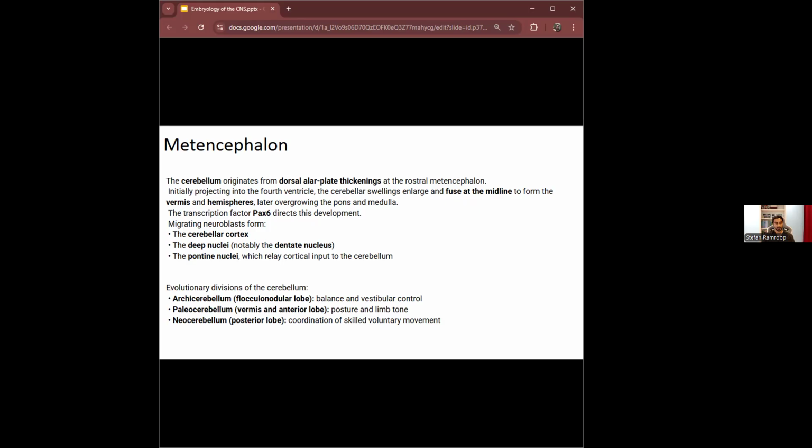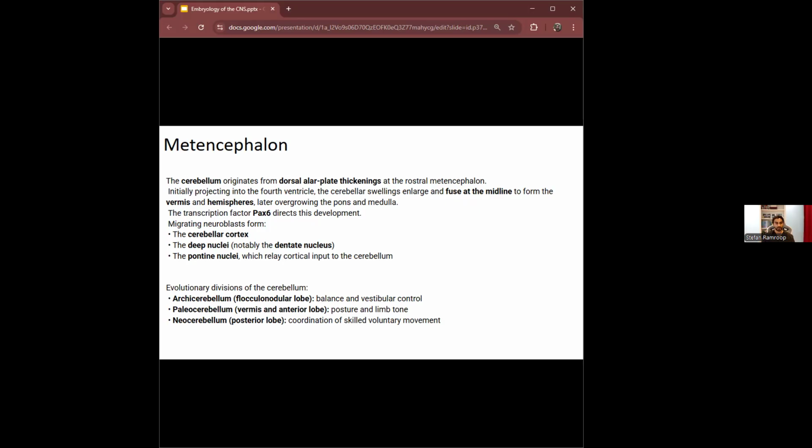This process is actually guided, in part, by transcription factors, which direct proliferation and patterning of cerebellar neurons. Migrating neuroblasts from these regions differentiate into two major components: the cerebellar cortex and the deep cerebellar nuclei, particularly the dentate nucleus, and the pontine nuclei, which relay input from the cerebral cortex to the cerebellum.